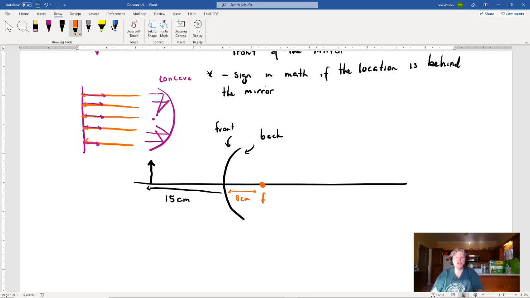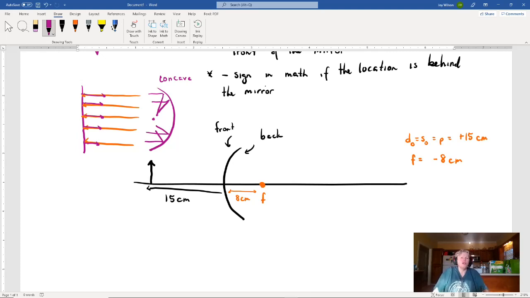So we got 15 centimeters. So DO, or SO, or P, whichever the book uses and whichever one you feel comfortable with, is going to be positive 15 centimeters. The object is in front of the mirror. But the focal point is going to be negative 8 centimeters because it is behind the mirror. And so we want to find where the image is, if it's bigger, smaller, is it real, virtual, and so forth.